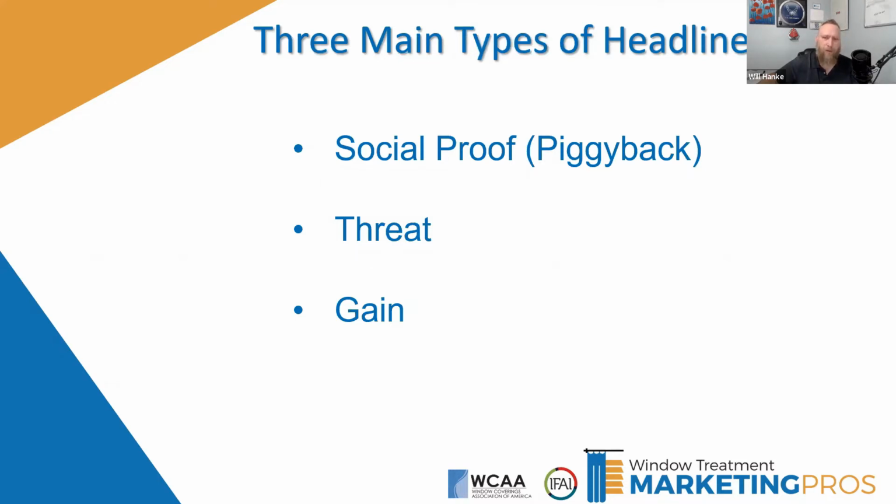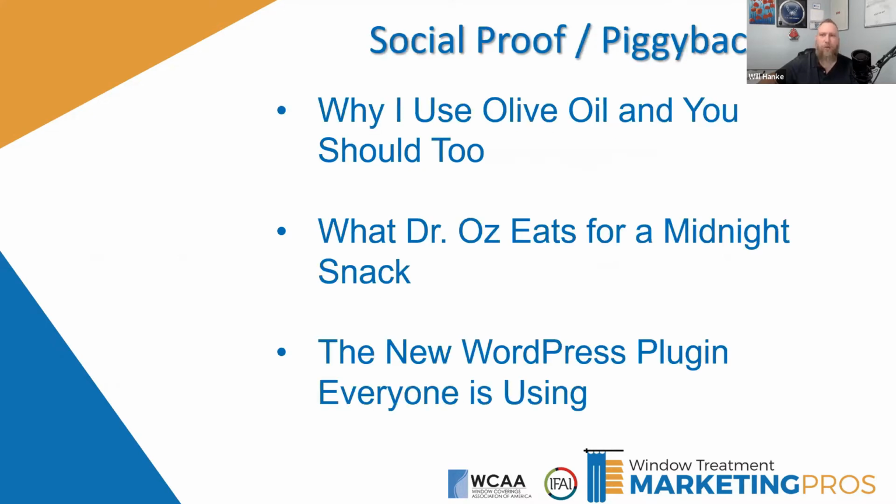There's social proof or piggyback, and we'll talk a little bit more about these. There's a threat headline and there's a gain headline. So when it comes to social proof or piggybacking off something else, these are some great topic ideas or ways that you could potentially use for your business as well. So, why I use olive oil and you should too, right? It's kind of saying, you should pay attention to this, in some sort of way.